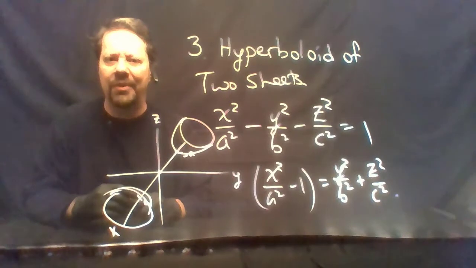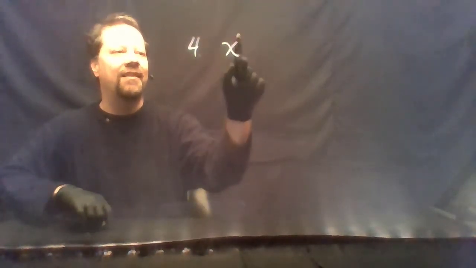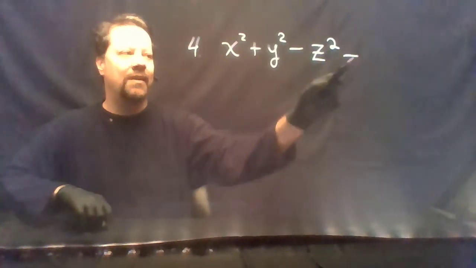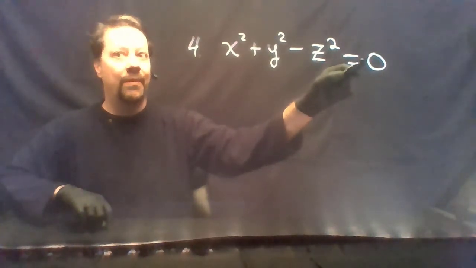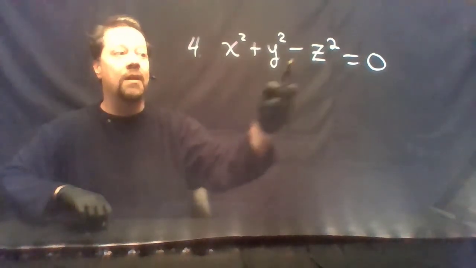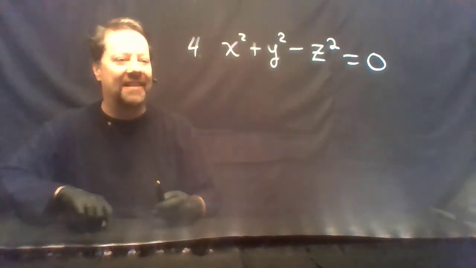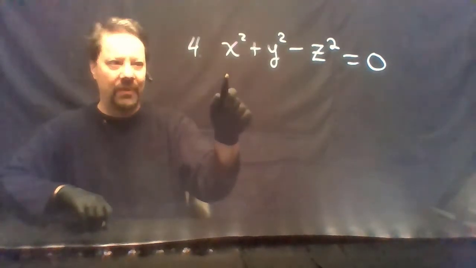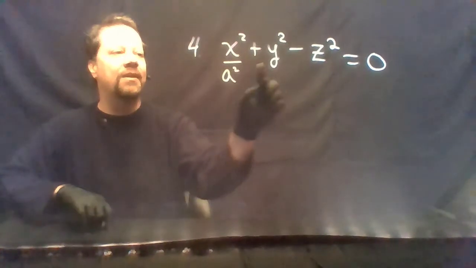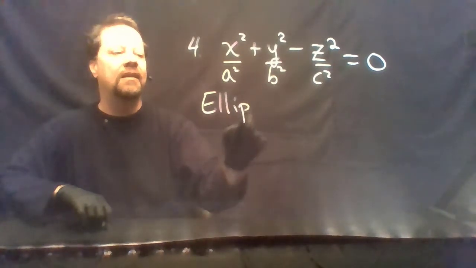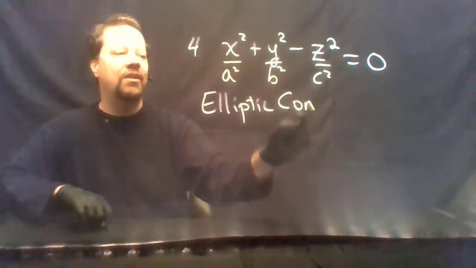I'll produce something on my computer as a graphic that might help you later. 4. Suppose we have x squared plus y squared minus z squared equals 0. Not 1 this time. If it were a 1, we would have a hyperboloid of one sheet, but now it's 0. How does that affect things? This is called a cone. If we divide by a squared, b squared, and c squared, we get what is called an elliptic cone.